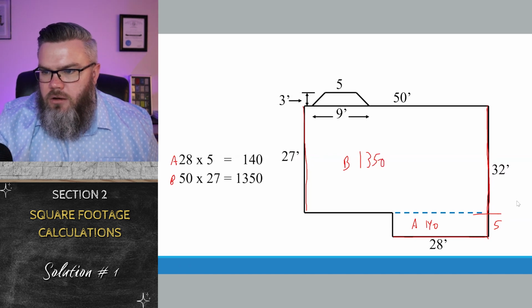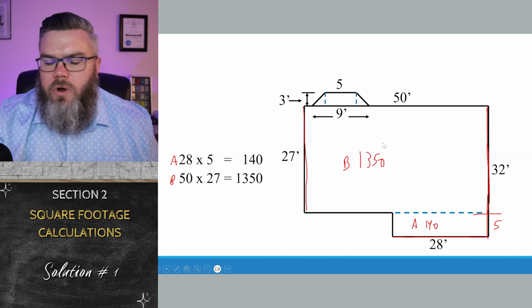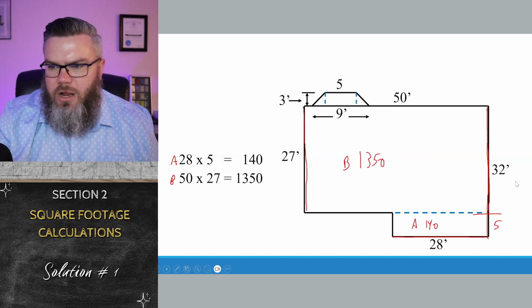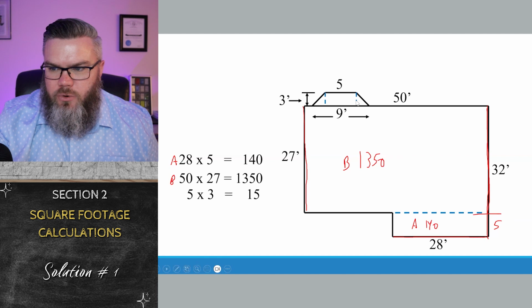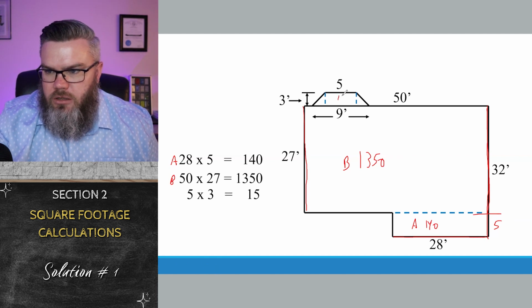Okay. Next, we've got this itty bitty little bay window. And I said we got one rectangle, two triangles. So your rectangle is a 5 by 3, which is 15 square feet. Let's call that C. And then you've got two triangles.